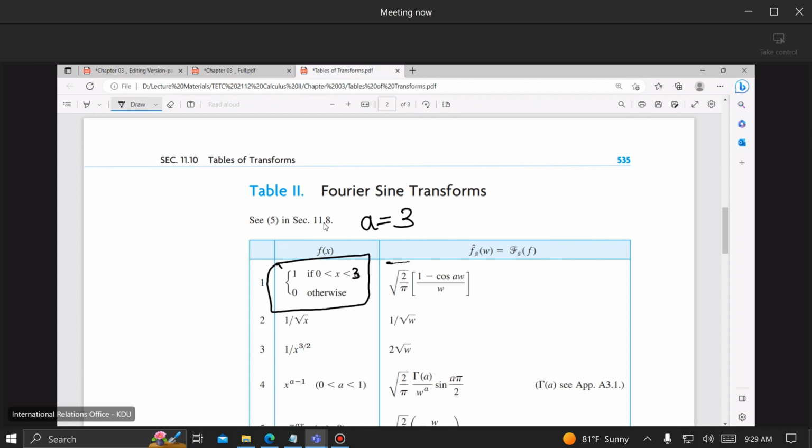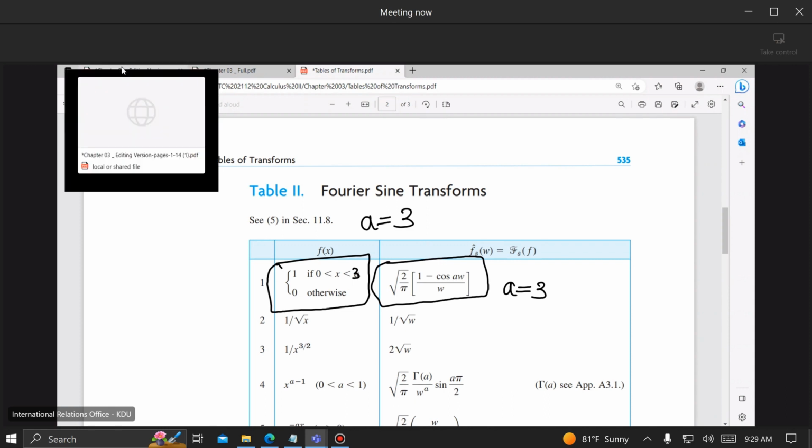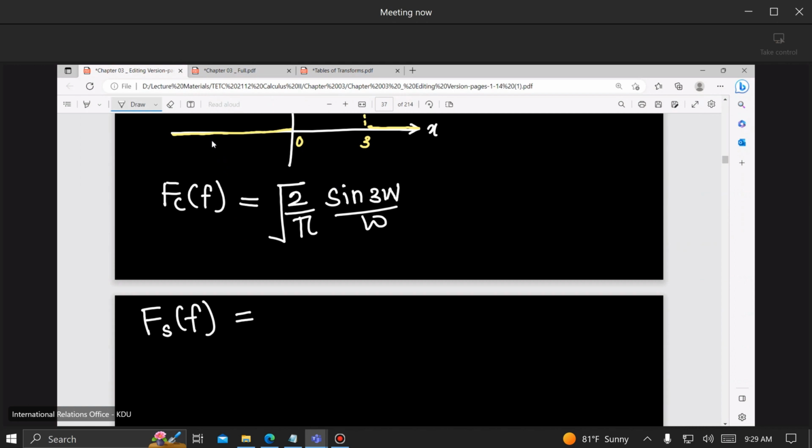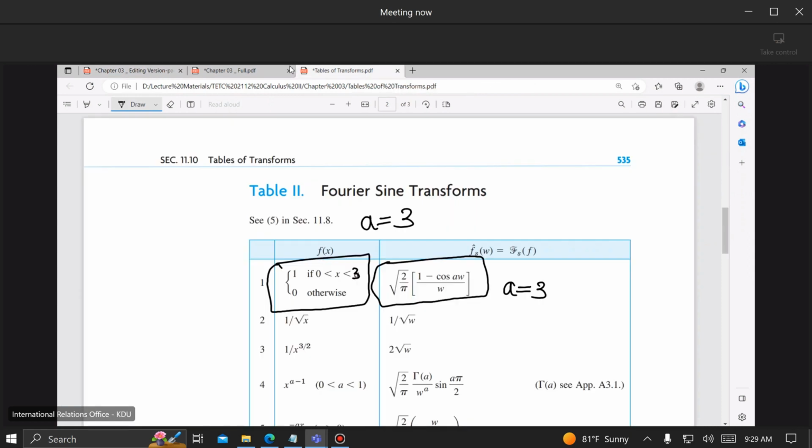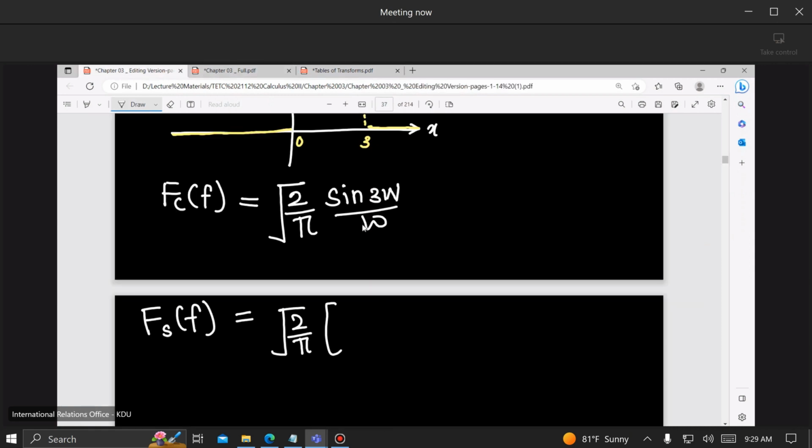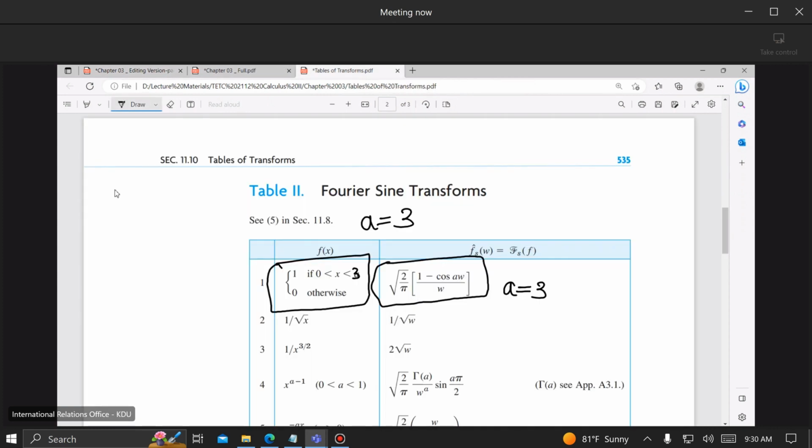So then our answer should be this one, but we have to replace the value of a by 3. So what is the Fourier sine transform then? Again, square root of 2 over pi, 1 minus cos 3w over w. So this is the Fourier cosine transform, sorry, sine transform.